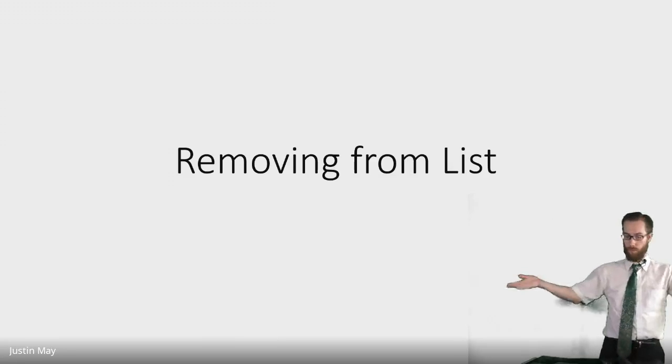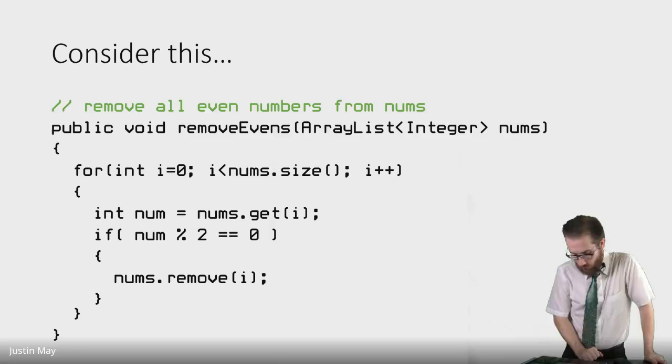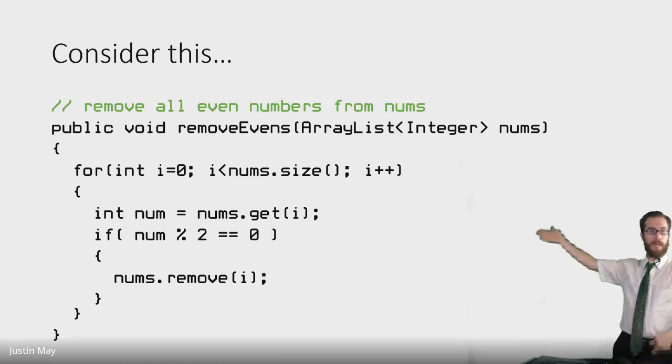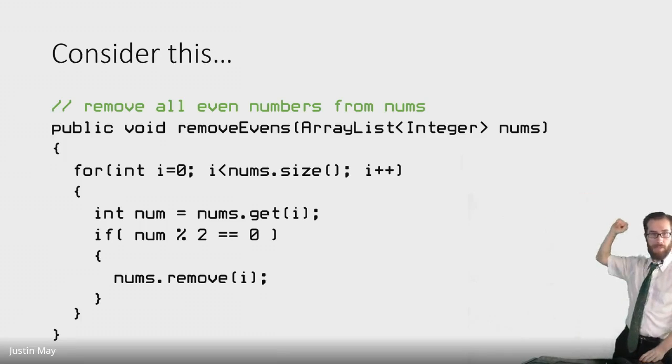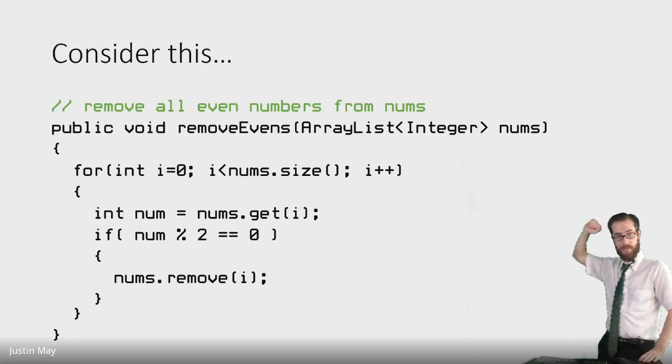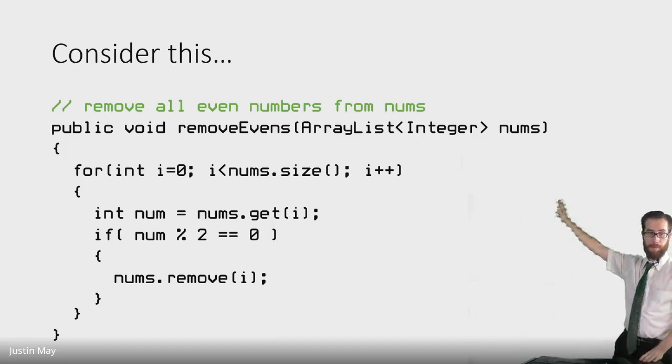So we're going to learn that trick. So let's look at this implementation. We have a method called removeEvens. We want to remove all the even numbers from the list nums. So we have an ArrayList of Integer objects called nums, and I'm going to loop through it.